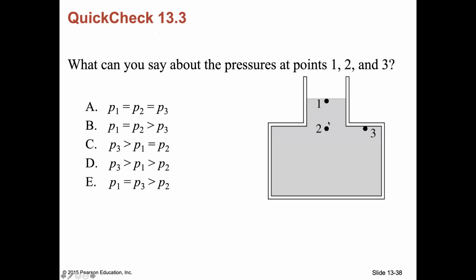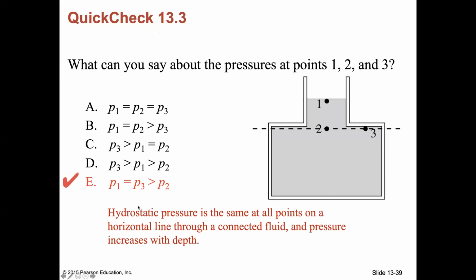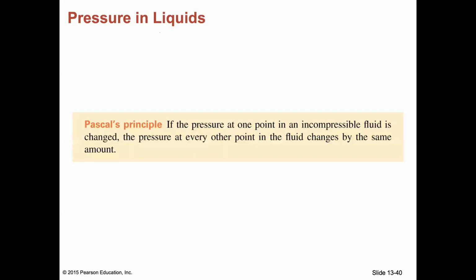So first of all, if we compare points 2 and 3, do they have the same pressure? The answer is yes. 2 and 3 are at the same horizontal line, and this is the same kind of liquid. So P2 equals P3. Now let's compare P1 and P2. Do they have the same pressure? Of course not. We have learned that the deeper in the liquid, the higher the pressure. So P2 is greater than P1. So the answer should be P2 equals P3 and P2 is greater than P1. So there's no right answer among the options. All the given answers are wrong.